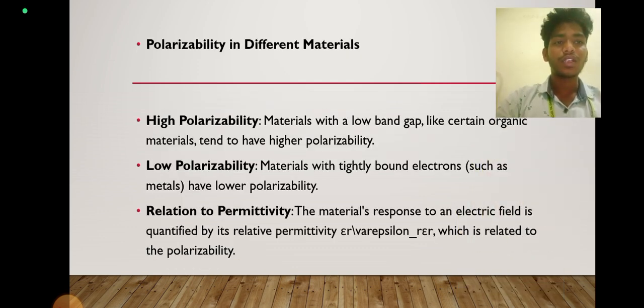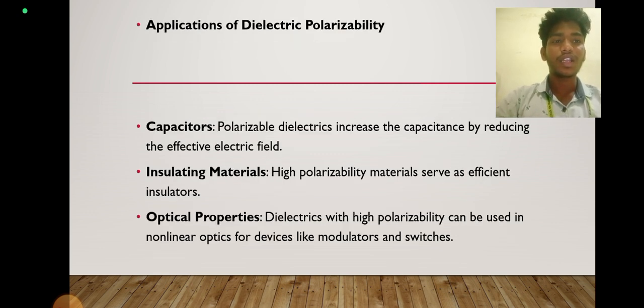Now we can see polarizability in different materials. High polarizability: materials with a low band gap, like organic materials, tend to have higher polarizability. That means we can see higher polarizability in materials having a low band gap. Low polarizability: materials with tightly bound electrons, such as metals, have low polarizability. Relative permittivity: the material's response to an electric field is quantified by its relative permittivity, which is related to the polarizability.